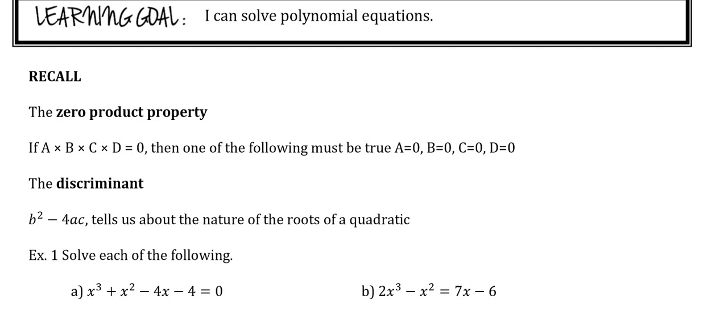So we're going to use the zero product property again with all polynomials. It's the exact same idea, if you haven't figured that out yet, as a quadratic, except we'll have more brackets probably. But the same thing: we have to split it up into a big product of multiple things equal to 0, and then we can use the zero product property. If A times B times C times D is 0, then the only way that will be true is if one of those things is 0, right? That's the idea. And then heads up, the discriminant, b squared minus 4ac, tells us the nature of the roots of a quadratic.